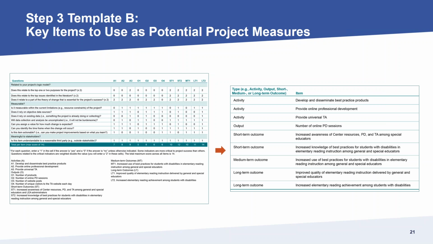Again, you'll enter the highest scoring items from step 3, template A, in step 3, template B. So in this example, all the items that scored a 7 or higher are entered in step 3, template B, and will advance to step 4.